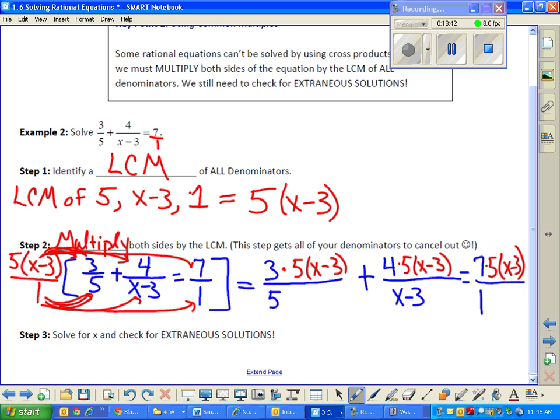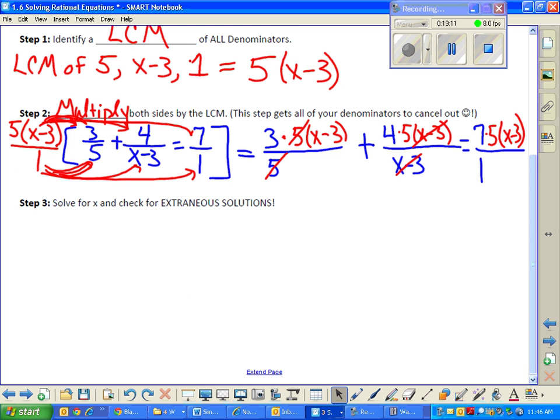Here comes my favorite part. Do you see what I see? Things cancel. You see it? So like in the first fraction, your 5s go away. In your second fraction, your x minus 3s go away. On the right side, there was no denominator really. I mean, 1, but division by 1 doesn't really do anything, so that just stays. I usually go ahead and circle what I have left over so that I can go into step 3. In step 3, I'm going to solve with what's left over.